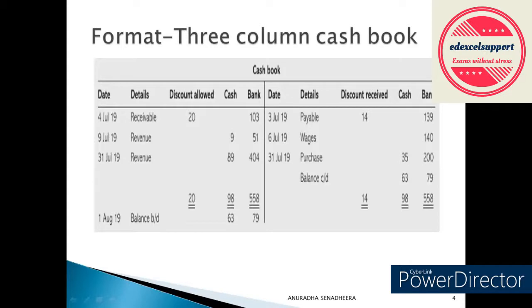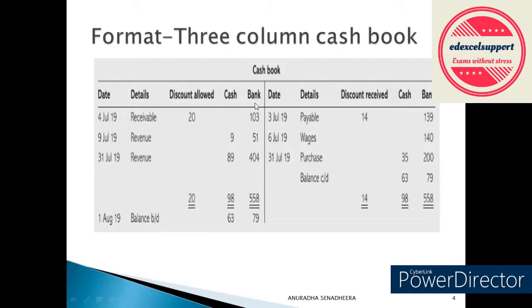Then we can learn about the format of the 3-column cash book. You can see the details, then you get a discount column. On the debit side, you get discount allowed, then cash and bank. When you go to the credit side of the cash book, date, details, discount received, then cash and bank will be recorded. The important thing I want to tell you here is that when you're balancing, the discount columns you don't need to balance. What you have to do is just add them to the total, and discount received the same way.